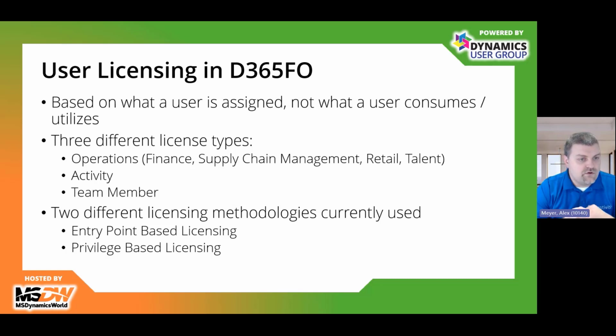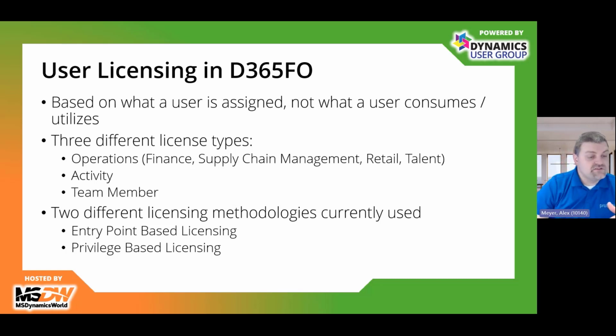So first off, there's 3 different license types that exist within D365 F&O. You have your operations at the top. That is going to be broken down into subcategories of finance, supply chain management, retail, and talent. And we'll get into how that happens in the next couple of slides. But that's your operations layer at the top level. That's going to be your most expensive license. Underneath that, you have activity. And then at the very bottom, you have team member, right?